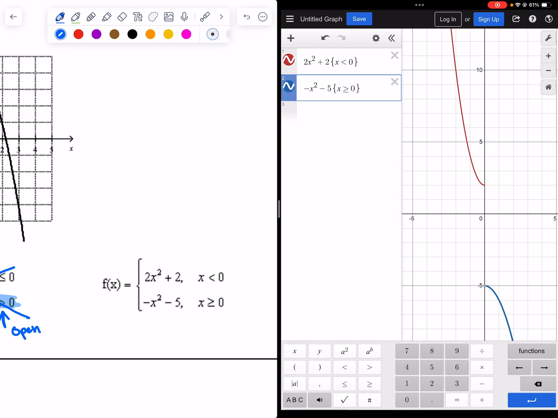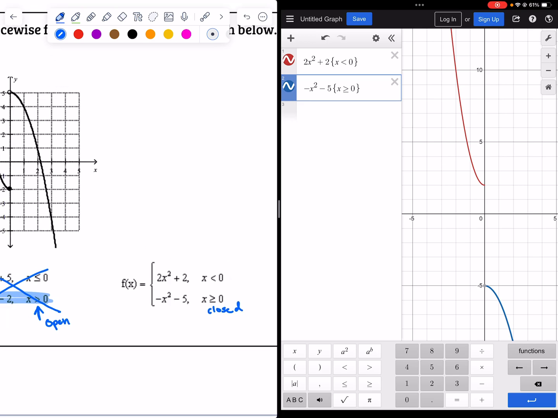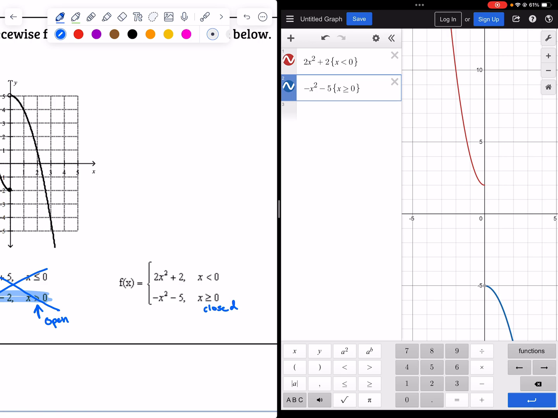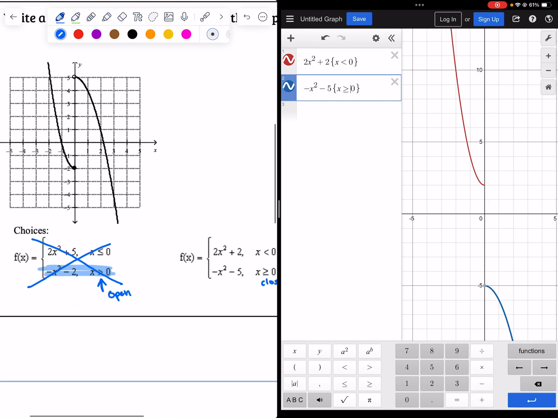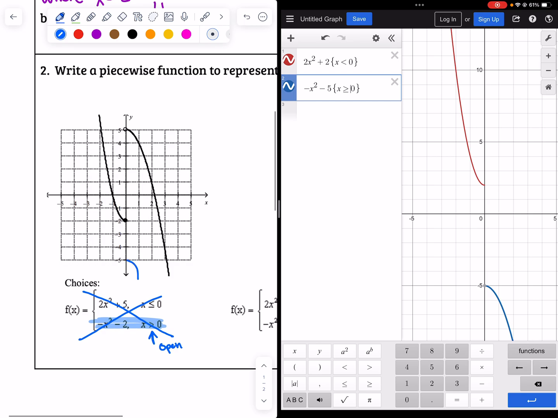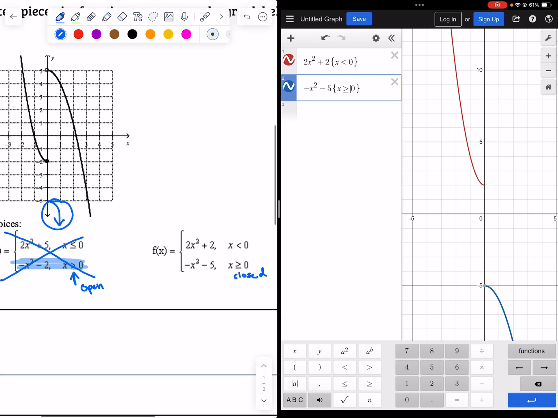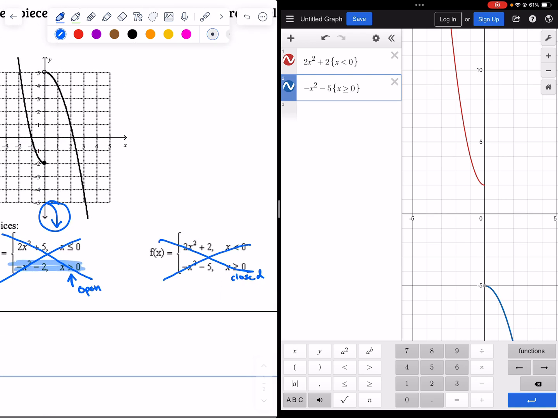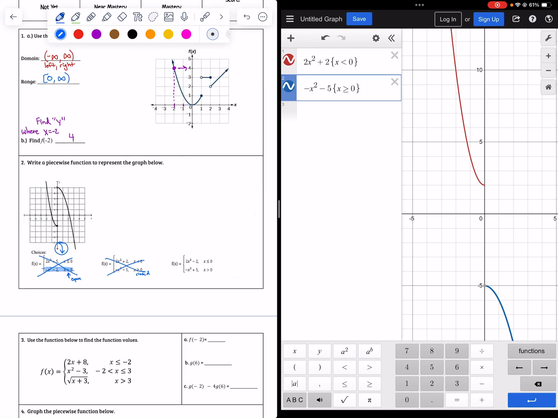So now let's see, this would be closed circle. And it still looks like it's down, it'd be like down at negative 5, which is not what's happening on my graph because I don't see a piece of it like right here. So that doesn't look right either.